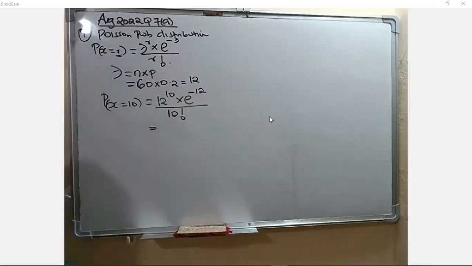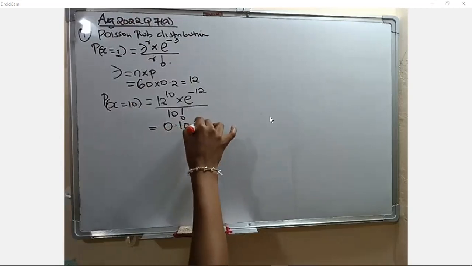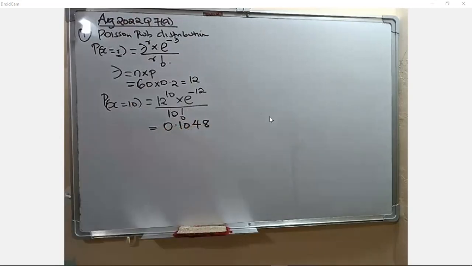We said alpha, we have our natural log button, we press it, it gives you the base e, you raise to the power negative 12, getting that figure there, times 12, you raise to the power 10, getting that figure there, then you divide by 10 factorial. 10 factorial, so shift alpha. So we are getting 0.1048. We are getting 0.1048.